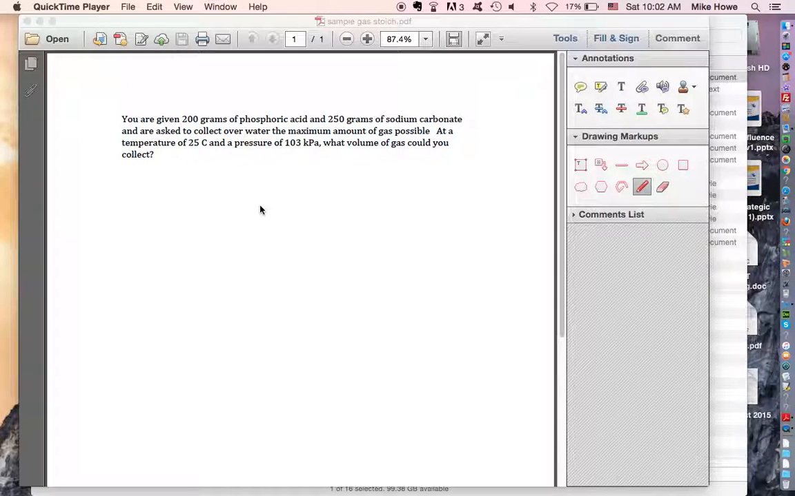So this is a sample problem. You may hear a little background noise because I'm in a tire shop. There you go. But we're going to do a gas stoichiometry problem as an example.